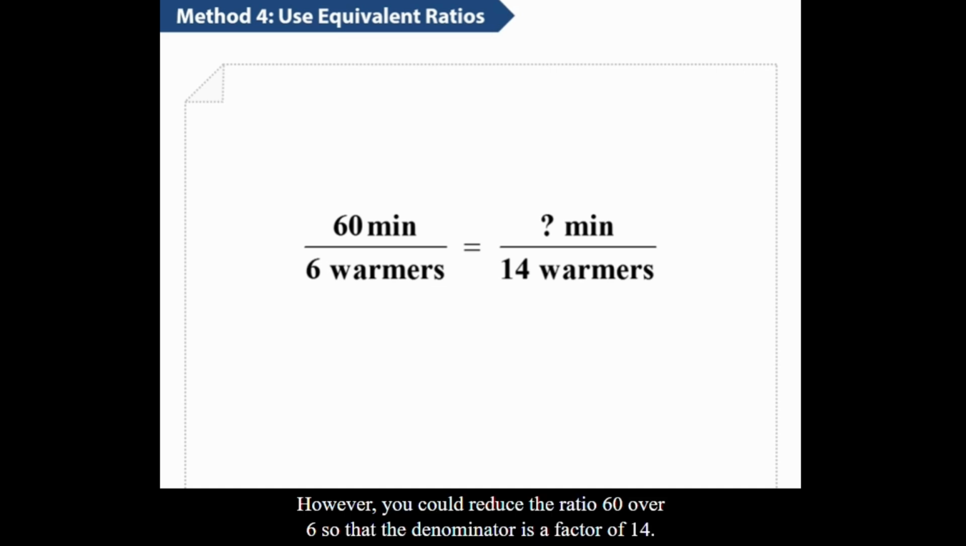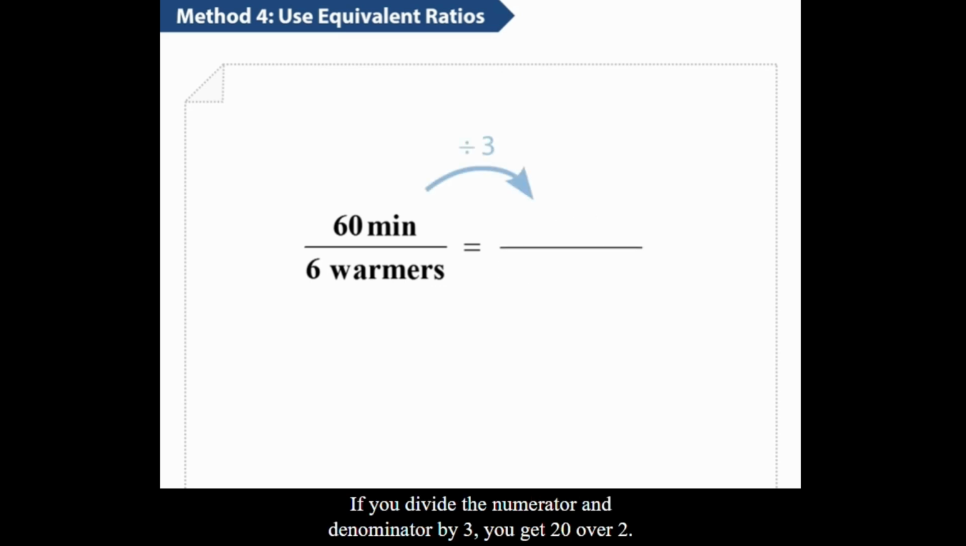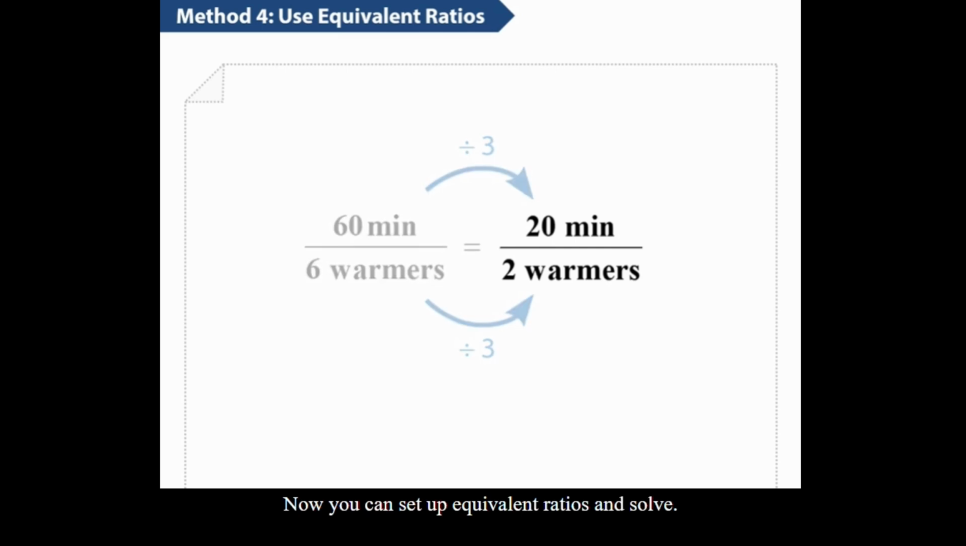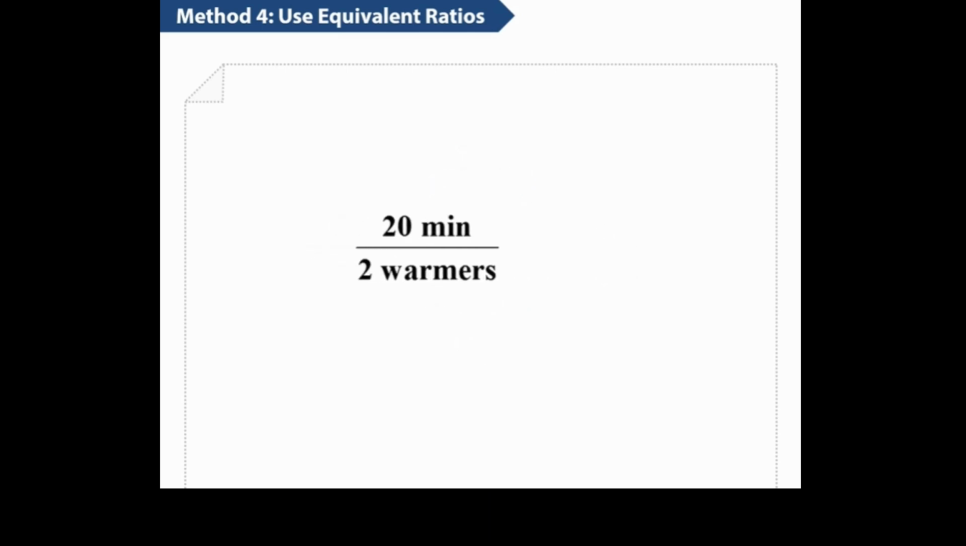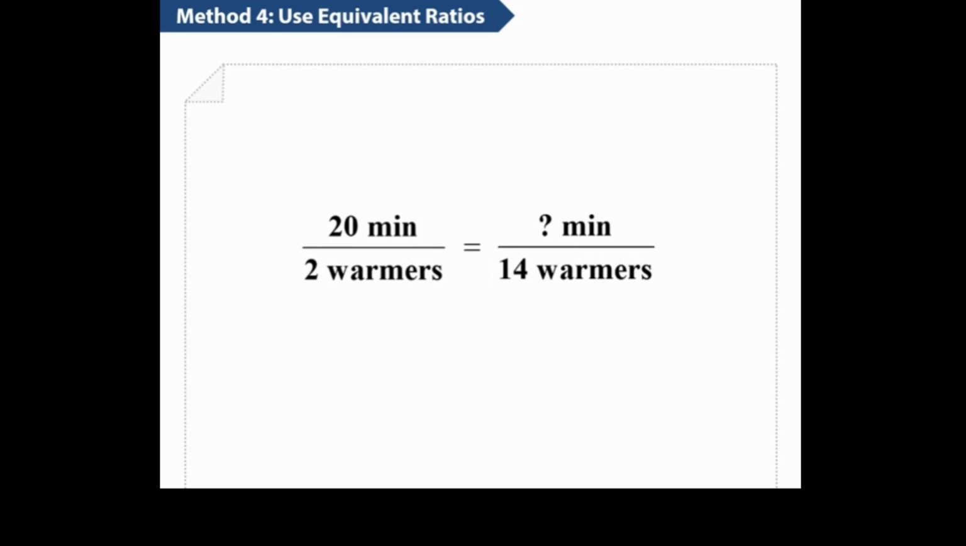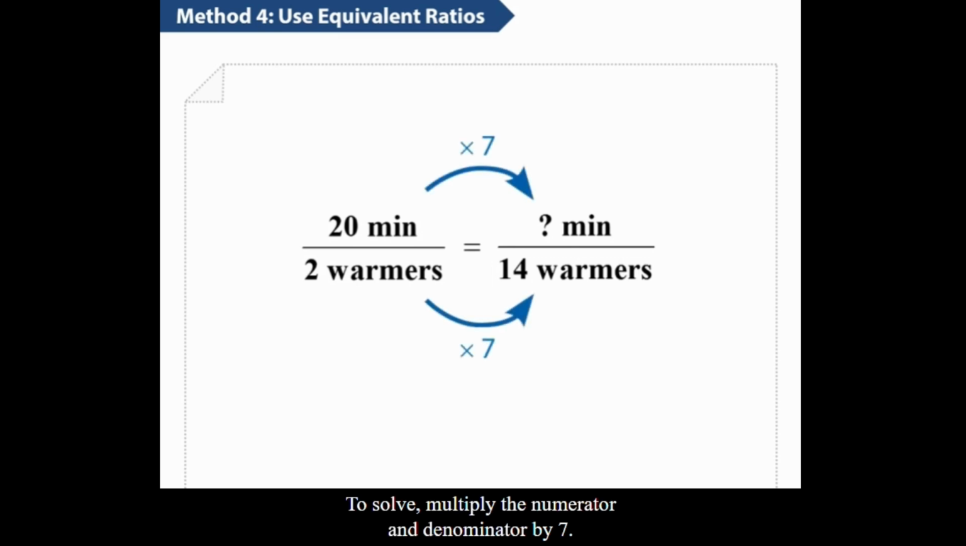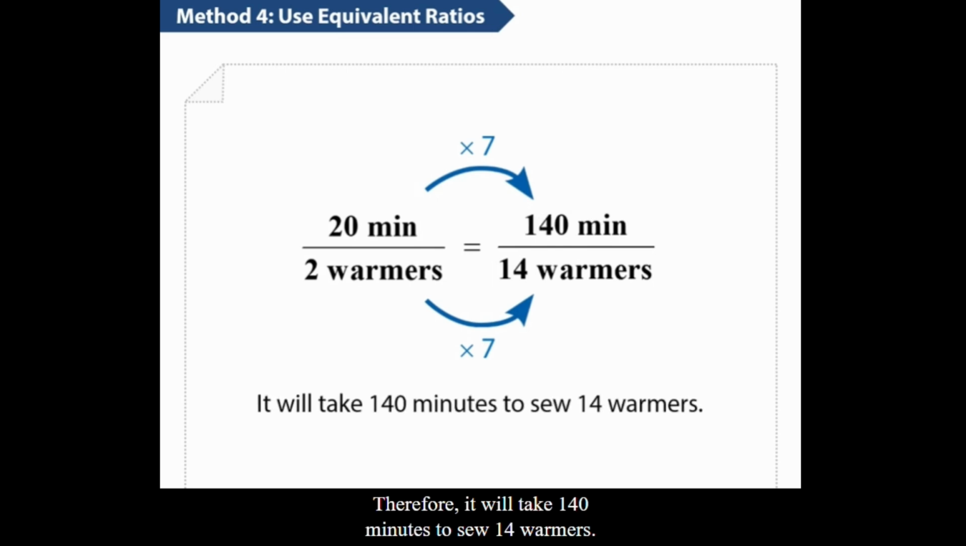However, you could reduce the ratio 60 over 6 so that the denominator is a factor of 14. If you divide the numerator and denominator by 3, you get 20 over 2. Now you can set up equivalent ratios and solve. To solve, multiply the numerator and denominator by 7. Therefore, it will take 140 minutes to sew 14 warmers.